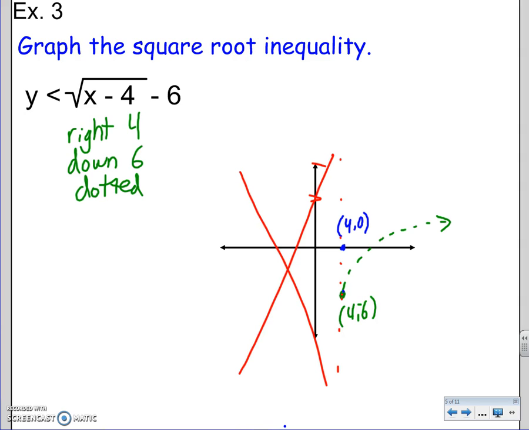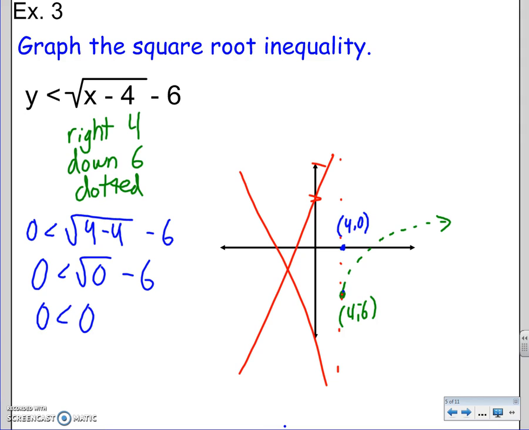So let's put in 4, 0. 0 for y, 4 for x. And we treat it as equals, not the inequality sign. Square root of 4 minus 4, minus 6. Well, 4 minus 4 is 0, square root of 0 is just 0. Is 0 smaller than -6? True or false? That's false. So my guess was wrong. So I do want to shade the other side. I'm shading down here. So here's my shading.